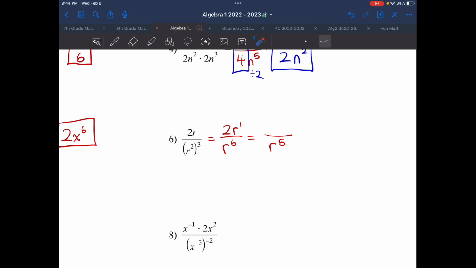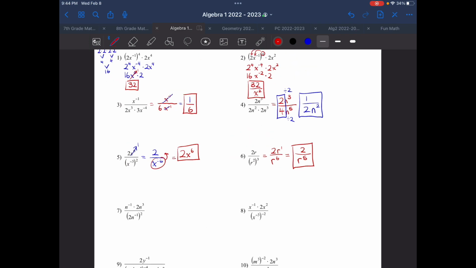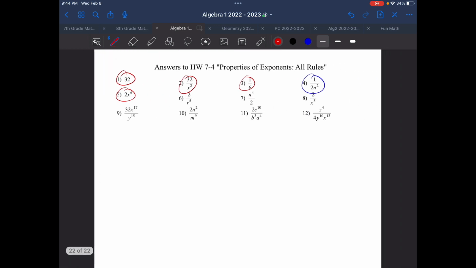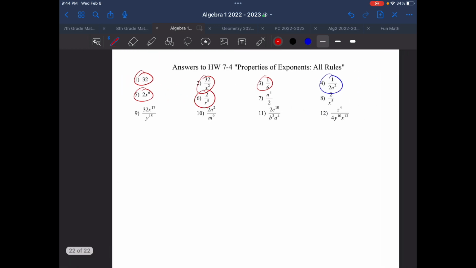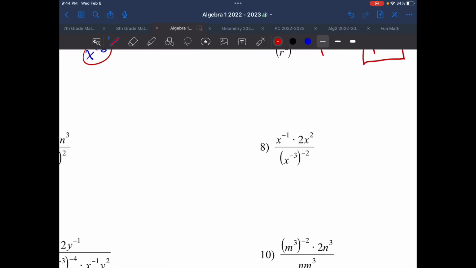What about that 2? The 2 didn't have any power. Well, technically it was a power of 1. It was not allowed to move anywhere, so it's still stuck in the numerator. It's still 2 over r to the power of 5. And there's my final answer, which I'll box. Let's check our work for number 6. 2 over r to the power of 5, 2 over r to the power of 5. Then we're moving on to number 7.